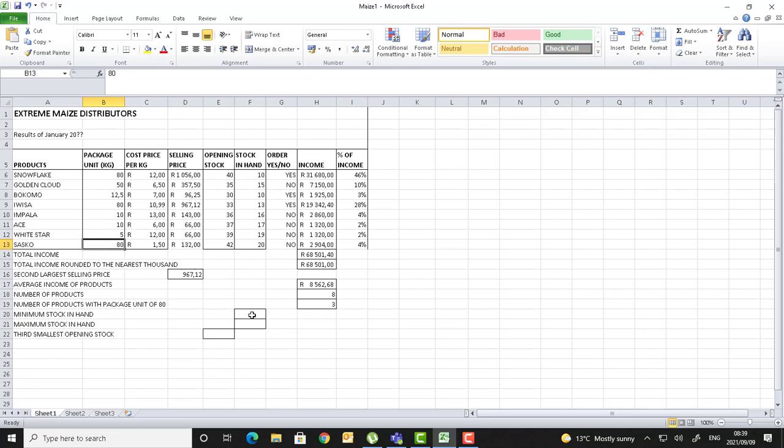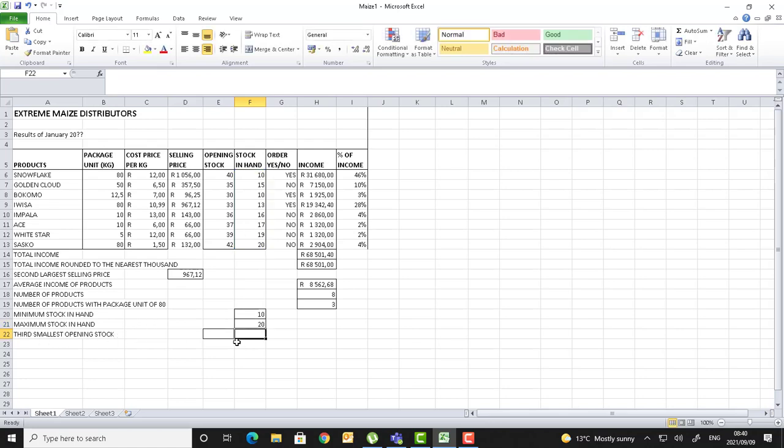Minimum stock in hand. So stock in hand here, minimum, remember it's an old function that you learned when you started Excel. MIN all of them, close, enter. Maximum stock in hand equals to MAX, open bracket, maximum stock in hand there, close bracket, enter.